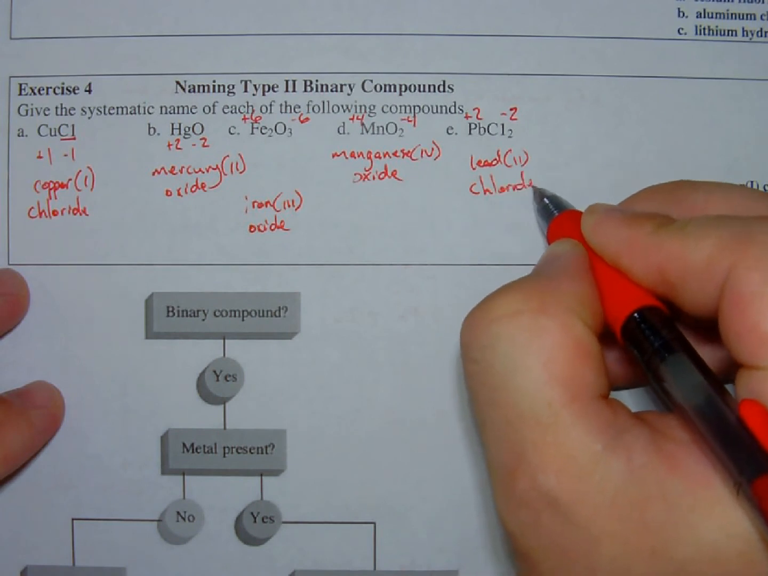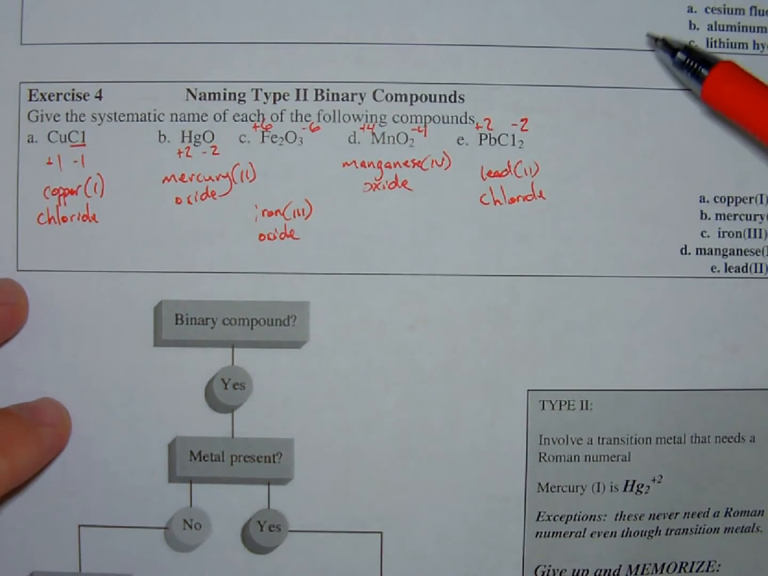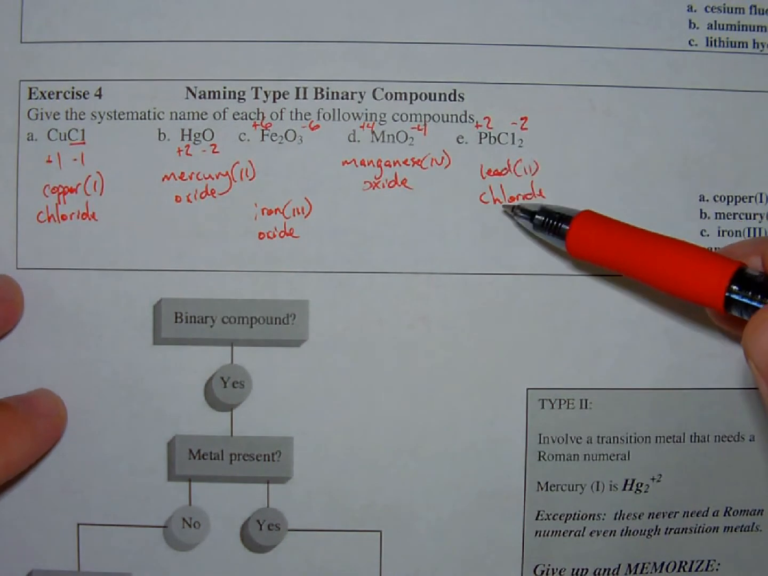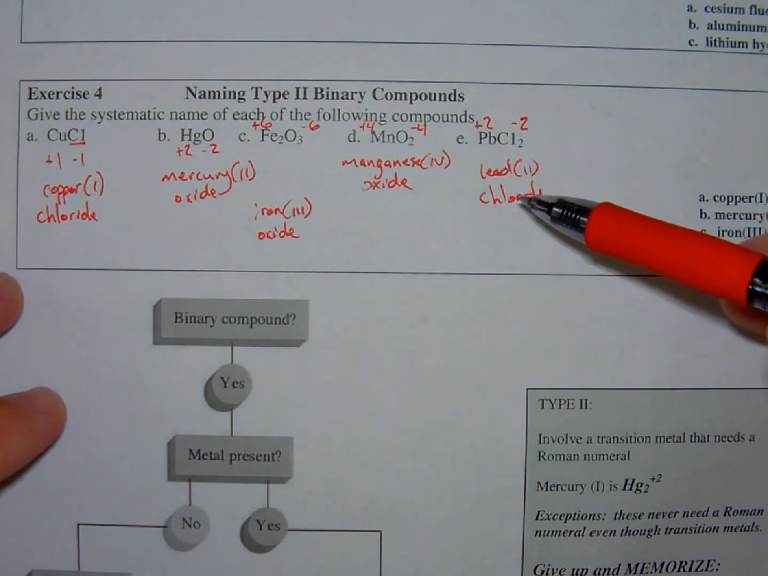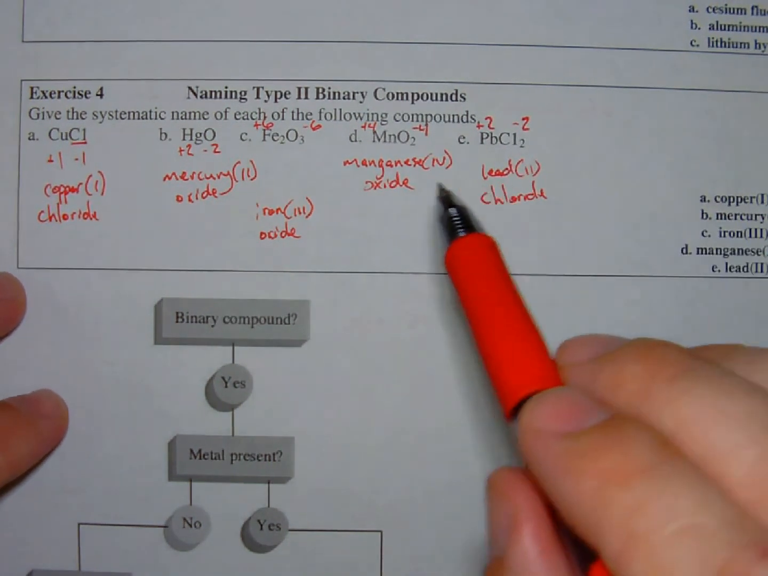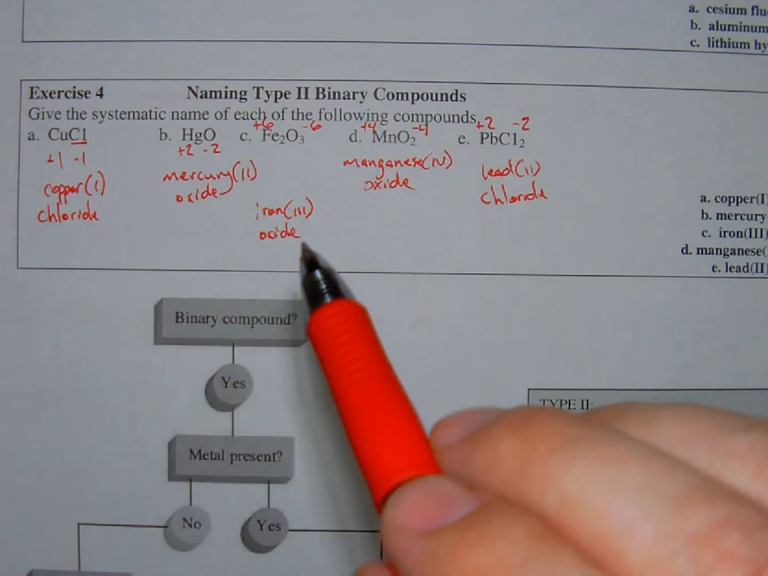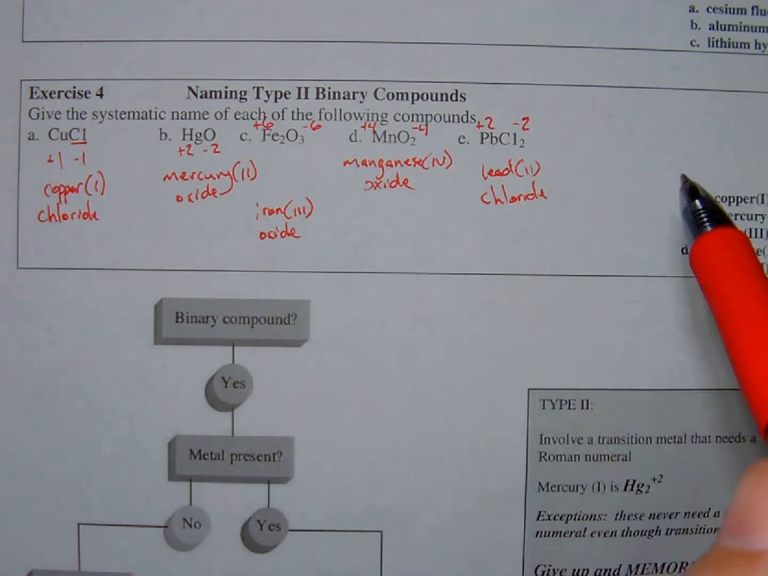chloride. Now, in both exercise 3 and 4, I've been writing these names with the cation on top, anion on bottom. That's not convention. I was just doing it to save space, so don't freak out about that. You can write them the long way. That's fine.